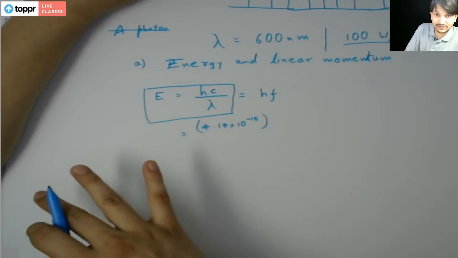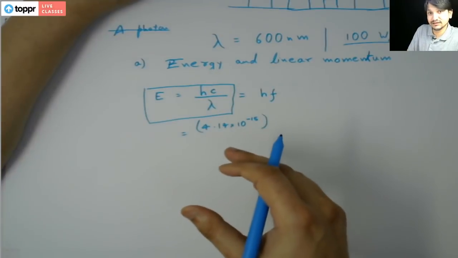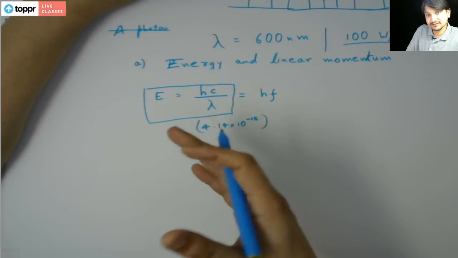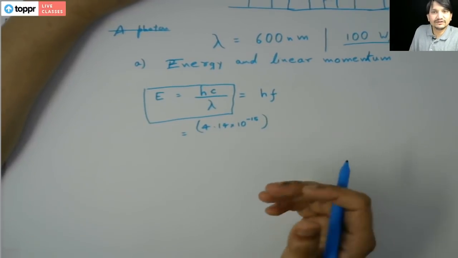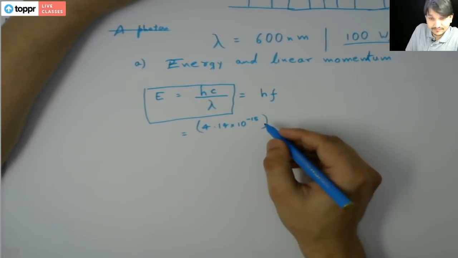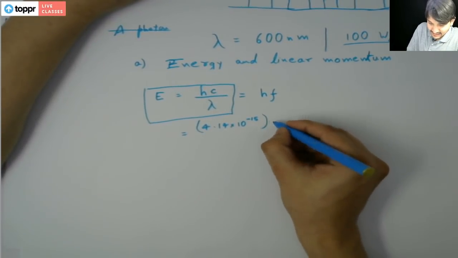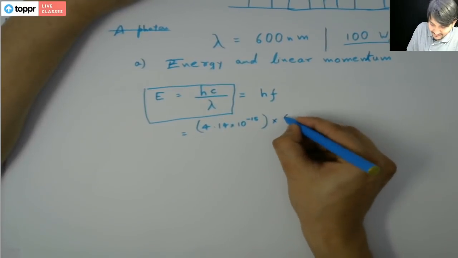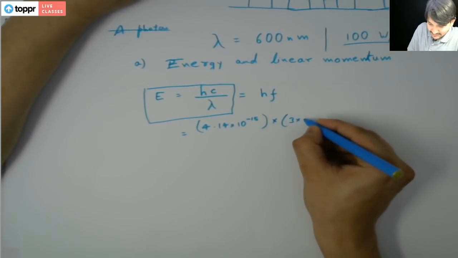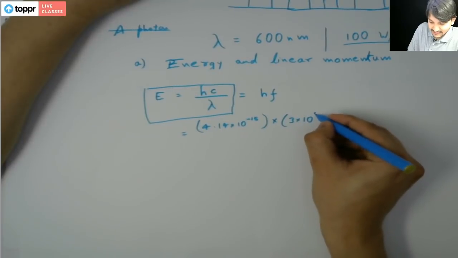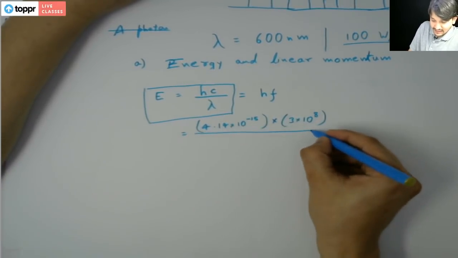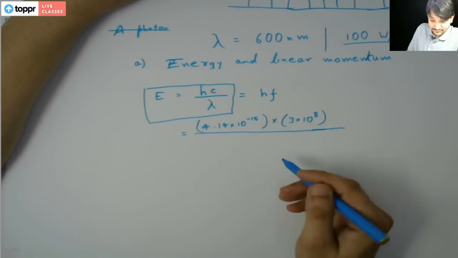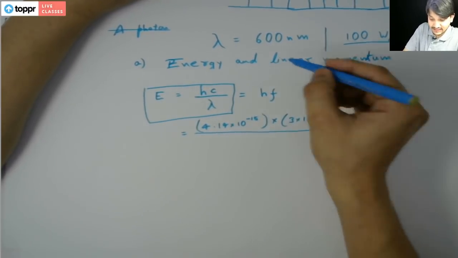So first, convert all the units into SI, put them into the numericals, find the value in SI, and then convert into whatever you need. Second, the speed of light, the very famous number 3 times 10 to the power 8, again in the SI unit, meter per second. Now, what is lambda here?